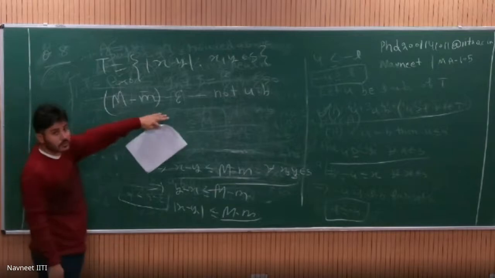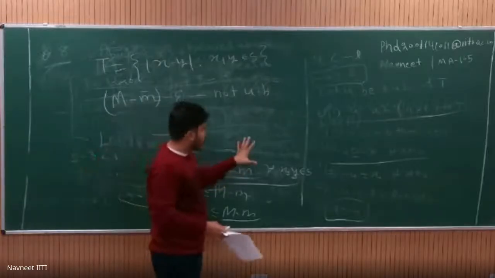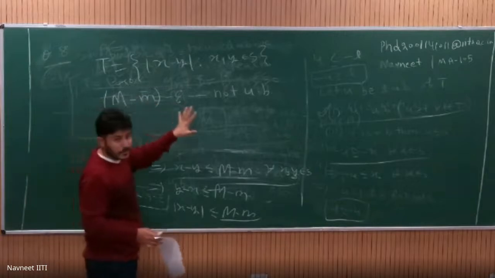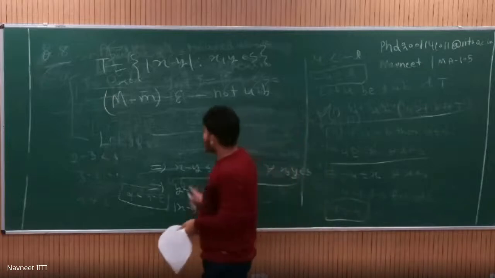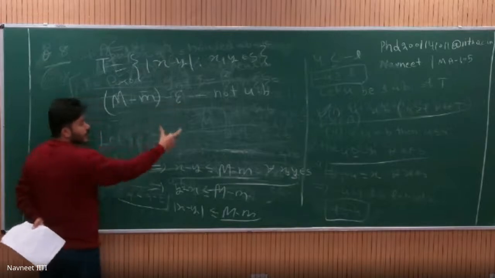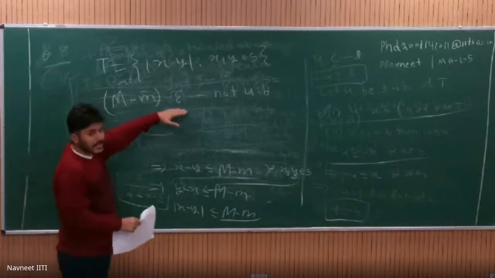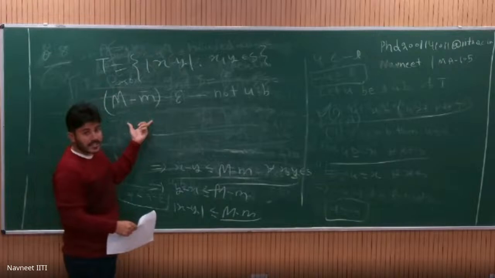Up to this point, it's clear or not? Sir, please repeat the last statement. It's this line that is not clear. Okay. We want to prove that M minus m is the least upper bound. We have to prove that M minus m is an upper bound. And if we take any number smaller than M minus m, then that is not an upper bound. That means what? This is the least upper bound, right?